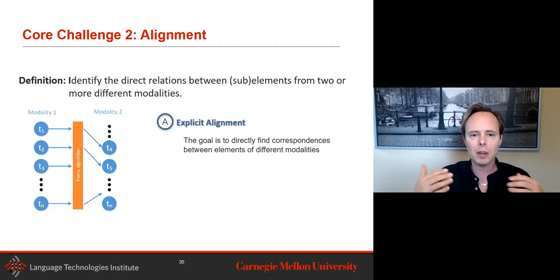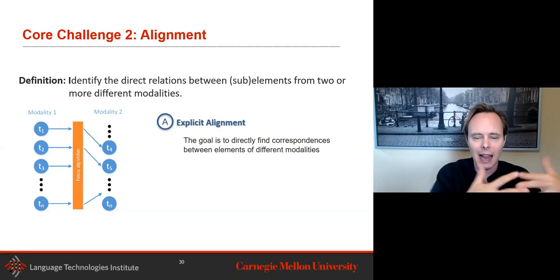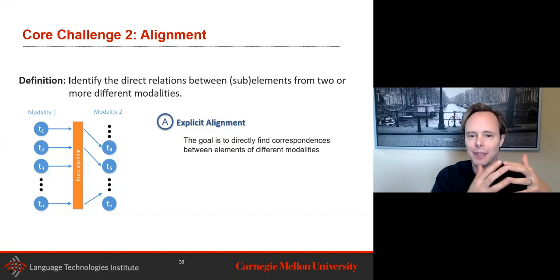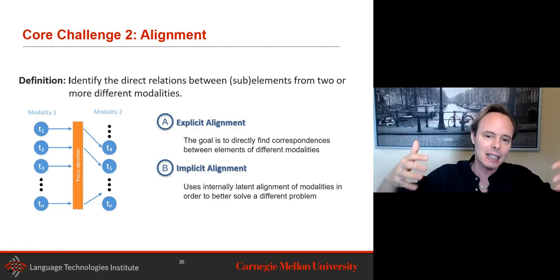You want to be able to have elements of one modality, like words or objects, and be able to align them together, synchronize and align them. Some people will say, when it's language and images, to even ground them as an example. And when you do this, there are two types of alignment: explicit alignment or implicit alignment.